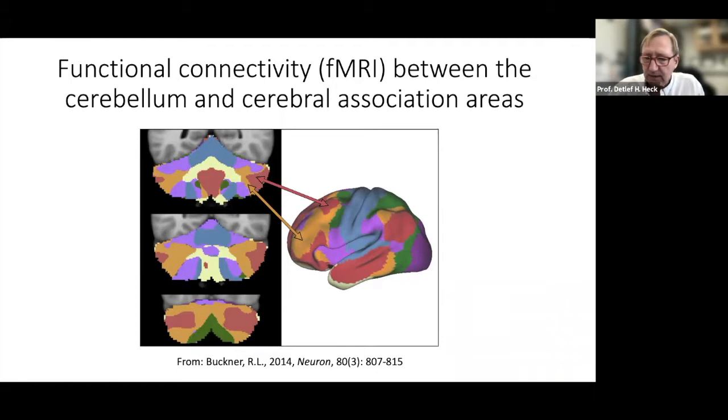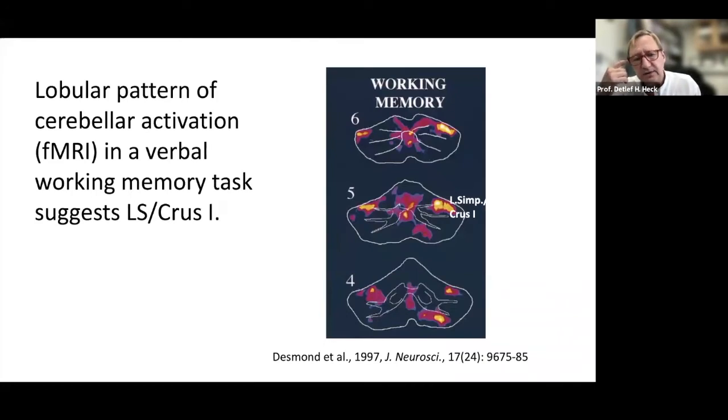If you want to study cognition in mice, you don't have as many options as you have with humans, but one option is working memory. So we looked into the literature to find out what was known about cerebellar involvement in working memory. This is an example from a paper by Desmond et al., where they used verbal working memory in humans in an fMRI setting. And they identified an activity hotspot in lobulus simplex and Crus 1 when subjects had to solve a verbal working memory task.